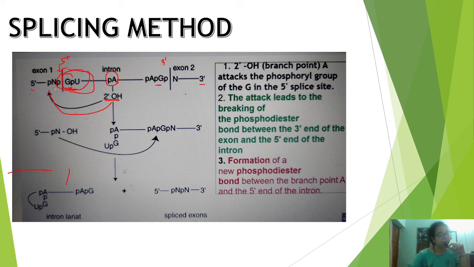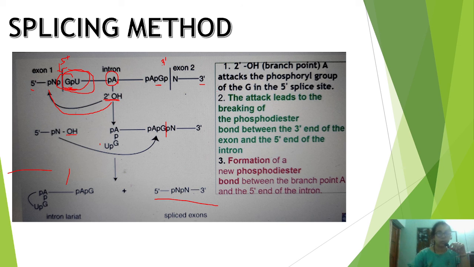As a result there will be a breakage and they will attach here, and this 5' end will form an OH end. This OH end will again form a nucleophilic attack on this 3' splice site. As a result, what will happen? This much portion will be removed and the intron will be removed. So our motif is complete. Now the intron will be removed in the form of a lariat, and the exons will be joined together.